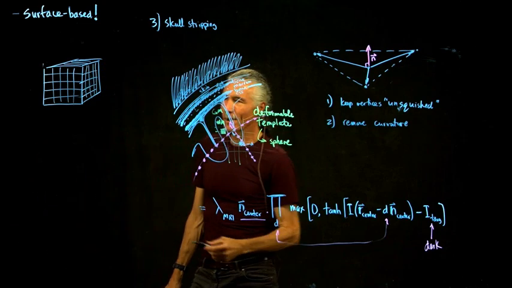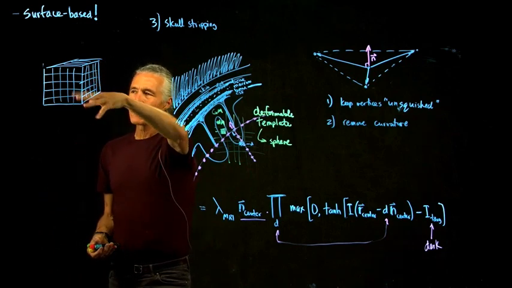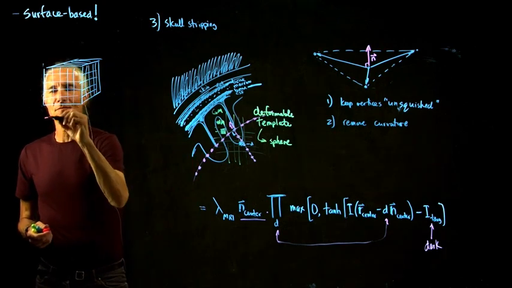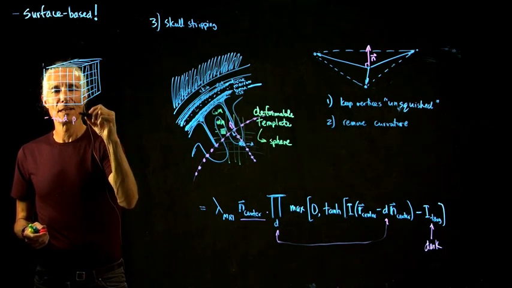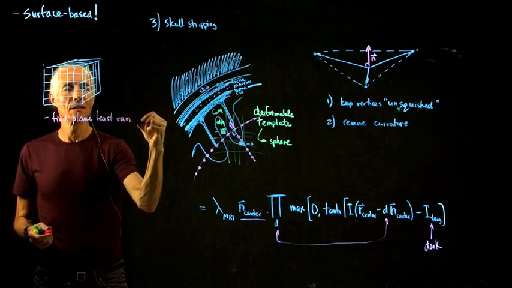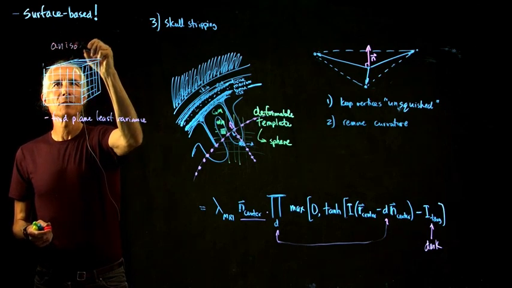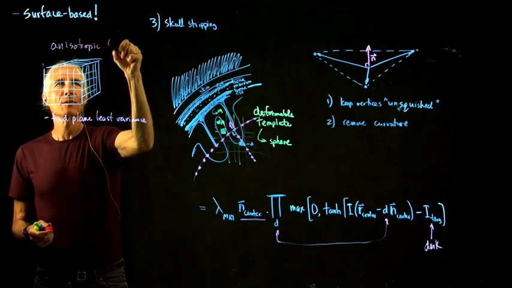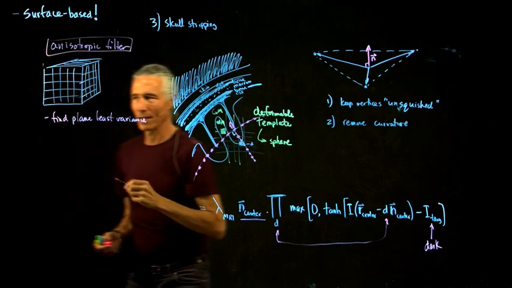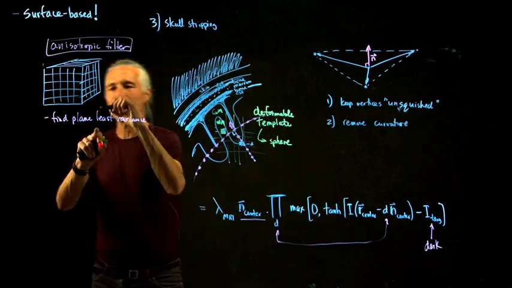So take a 5 by 5 volume and then search through that volume to find the plane of least variance. So this is an anisotropic filter, and this is a crucial thing to actually make this work even reasonably reliably. So find a plane of least variance.